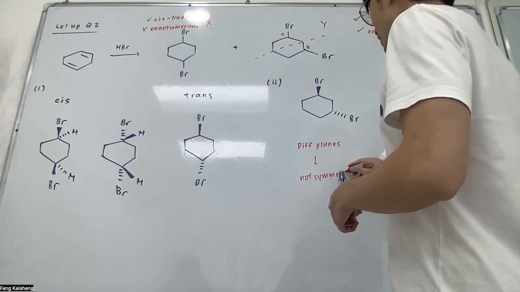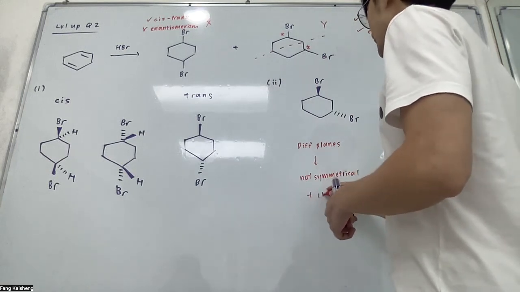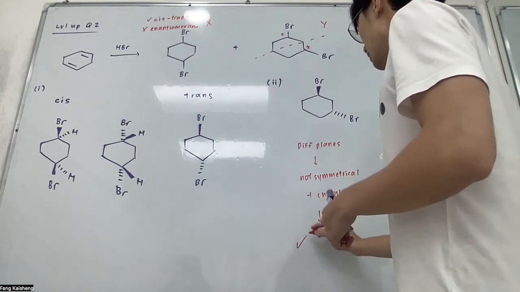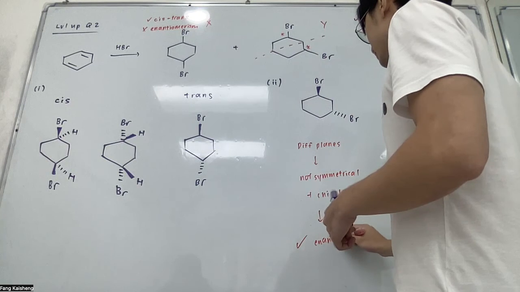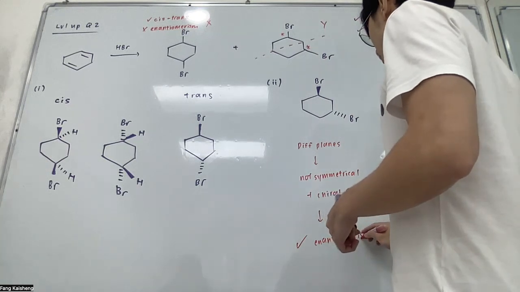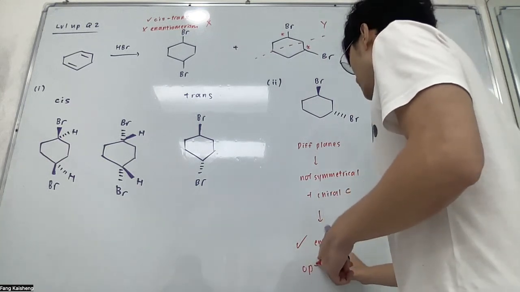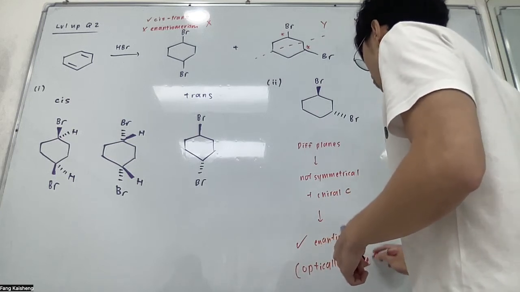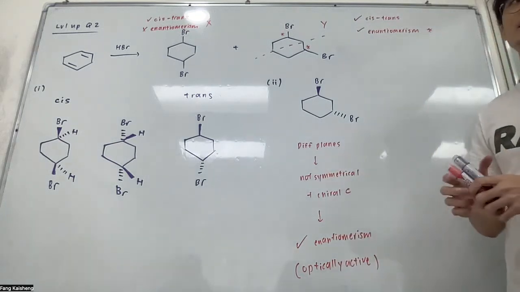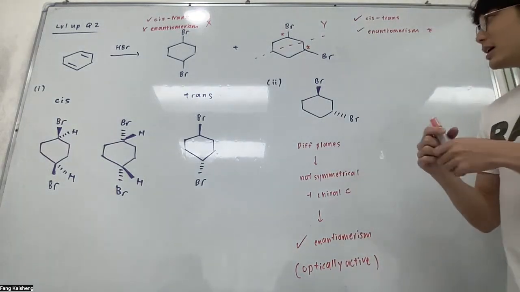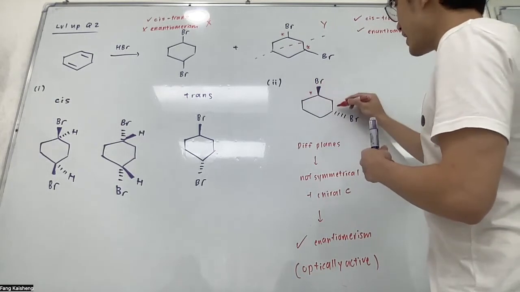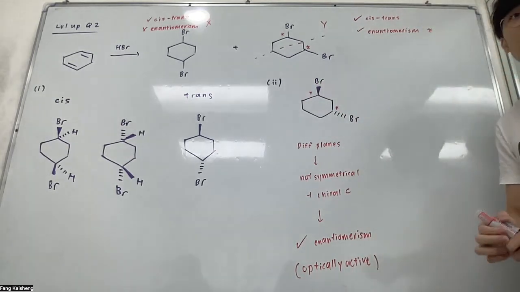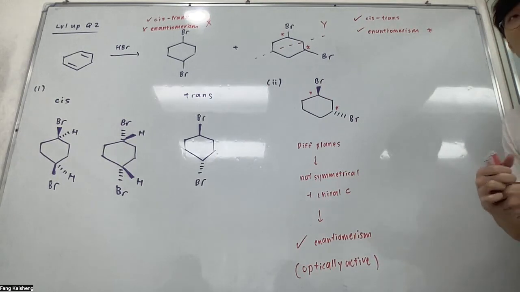And if it's not symmetrical, plus the fact that it has chiral carbons, this guy can undergo enantiomerism. In other words, he's optically active. He can rotate plane polarized light because he can exhibit enantiomerism. Can you see that? Two chiral centers, yet there's no symmetry, so this guy can be optically active.